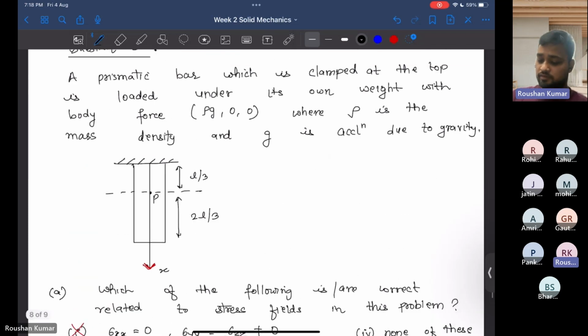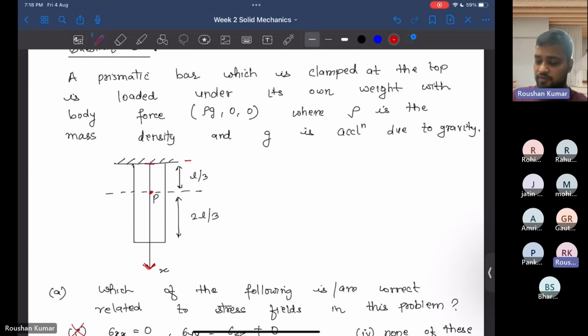So let's see the figure. Here the point P is located at a distance L by 3 from the top one and 2L by 3 from the bottom one. So at the bottom of the prismatic bar there is no stress, okay, and at the top of the prismatic bar there is some stress.